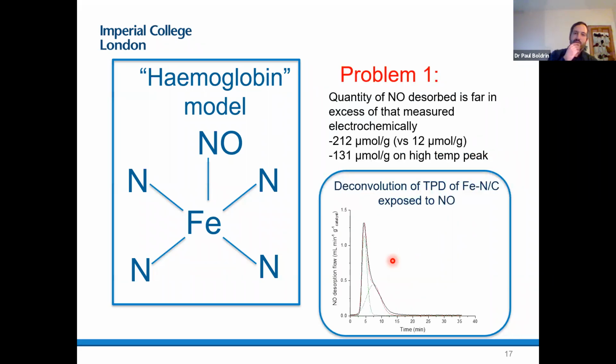So there are a few problems in terms of how well these results match up with this hemoglobin model, which we were assuming was what we were going to see. The first problem is that the quantity of nitric oxide that is desorbed is far higher than what they measured electrochemically that I talked about at the start. It's almost 20 times higher. And even if you just look at the high temperature peak, it's more than 10 times higher. So that suggests that there is something slightly different going on, which we have to try and explain.